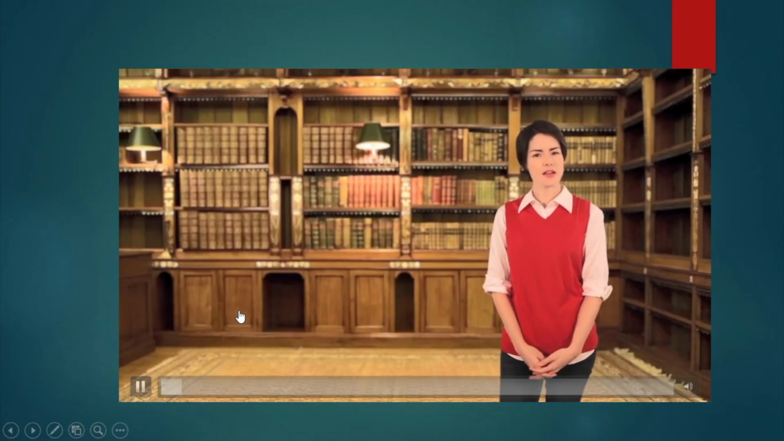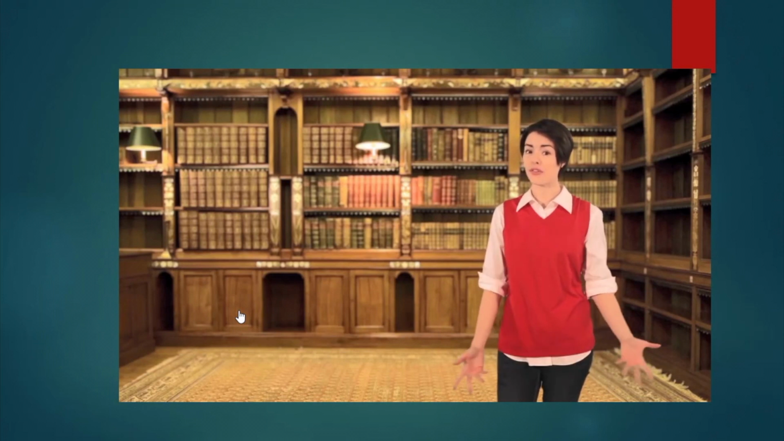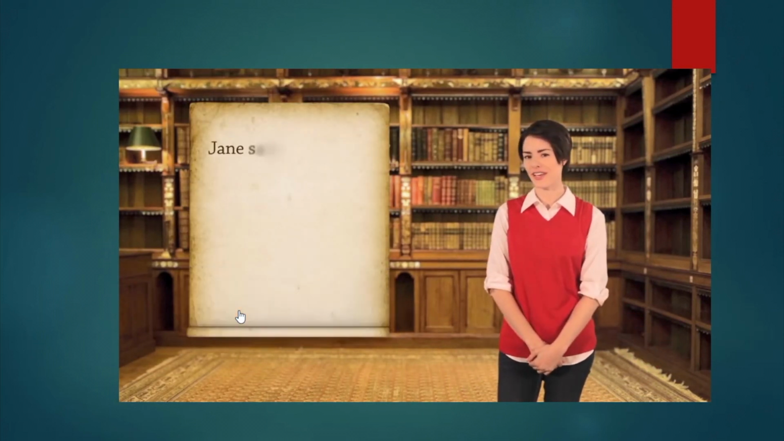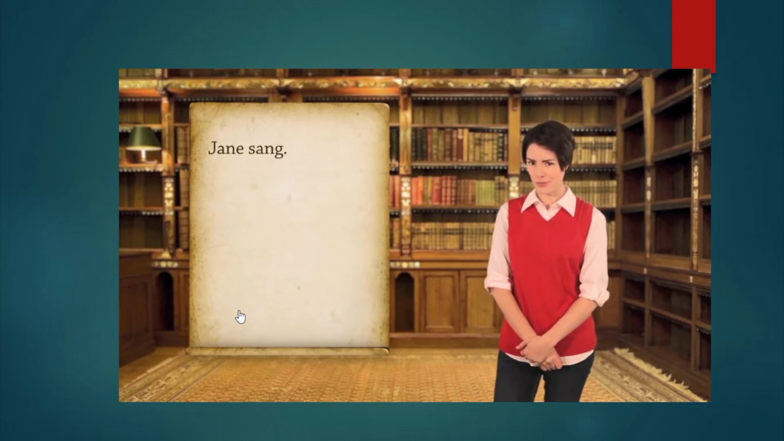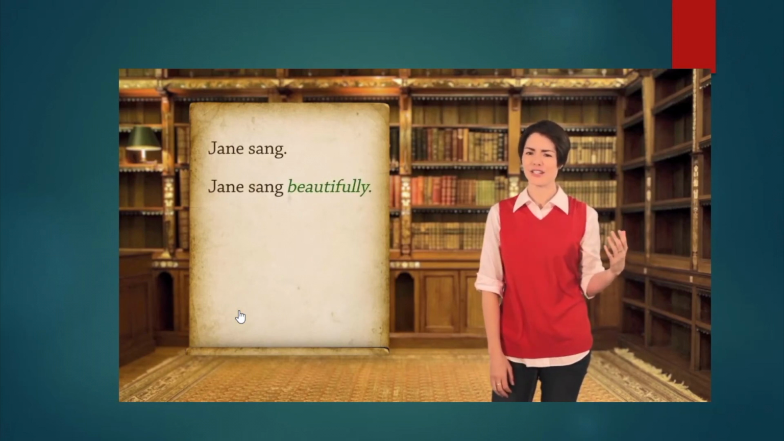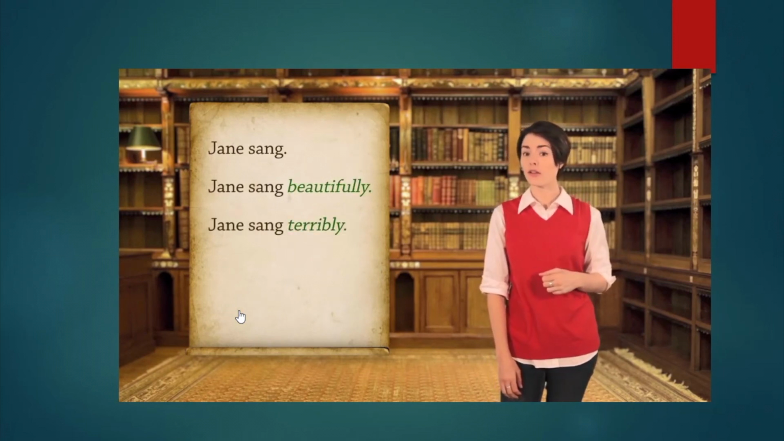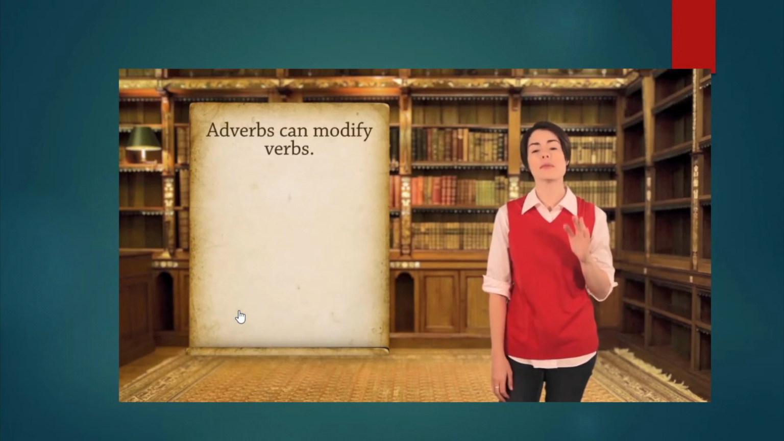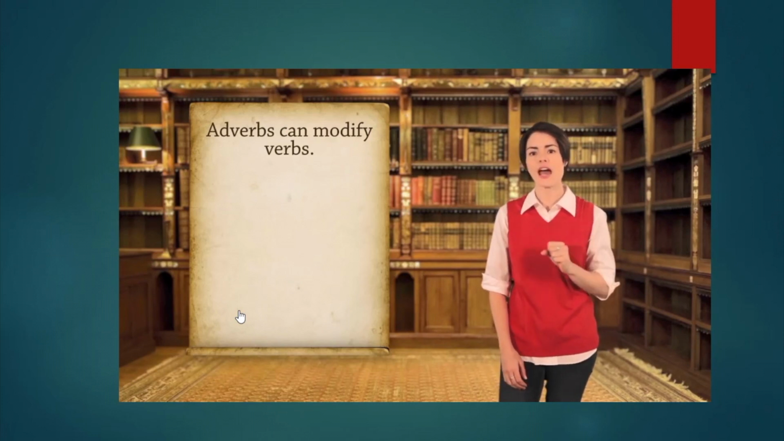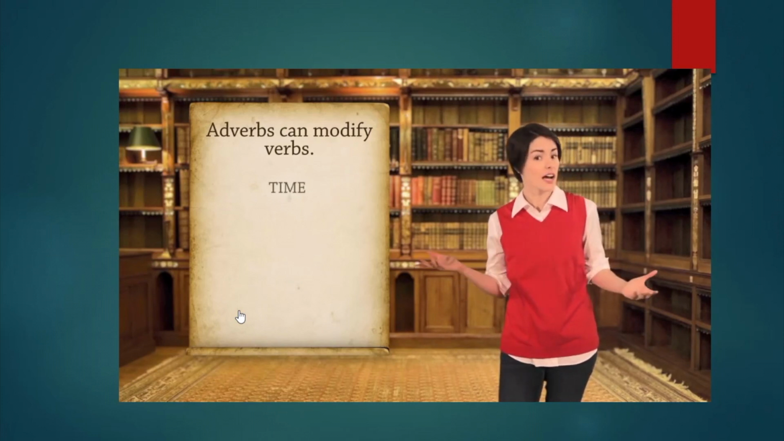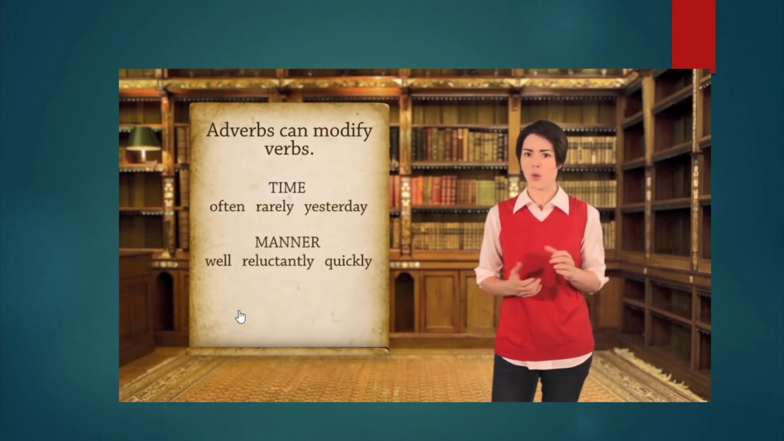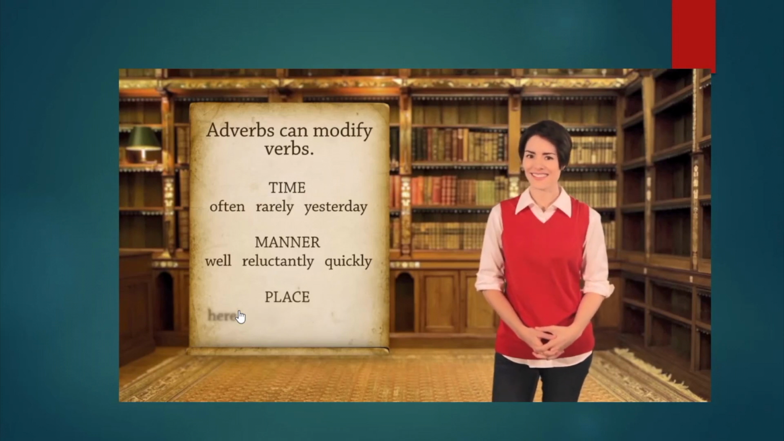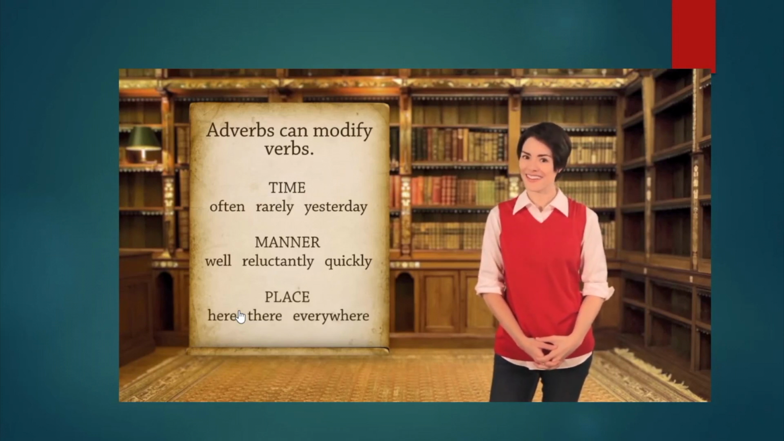The simplest sentences have just a subject and a verb. Verbs tell you the action. What did Jane do? Jane sang. But what if you want to know if Jane was a good singer? That's when you use an adverb. Jane sang beautifully. Jane sang terribly. How well she sang is important information conveyed only by the adverb. We say the adverb modifies the verb in these examples. In this way, an adverb adds more information, usually about time, often, rarely, yesterday, manner, well, reluctantly, quickly, or place. Here, there, and everywhere.